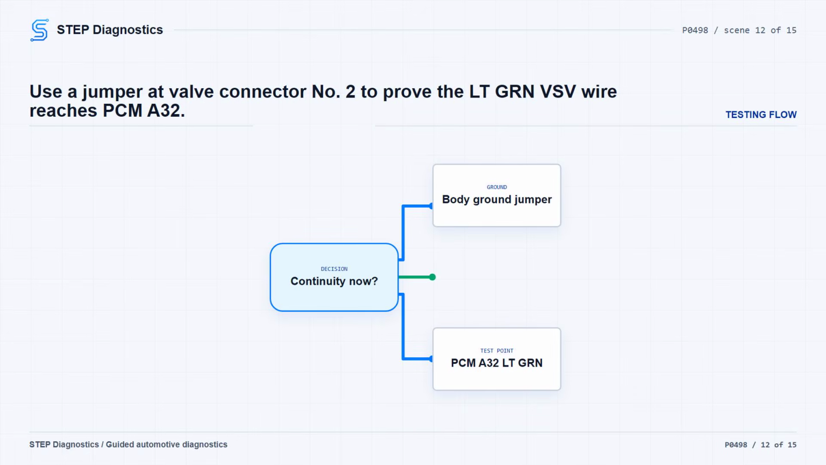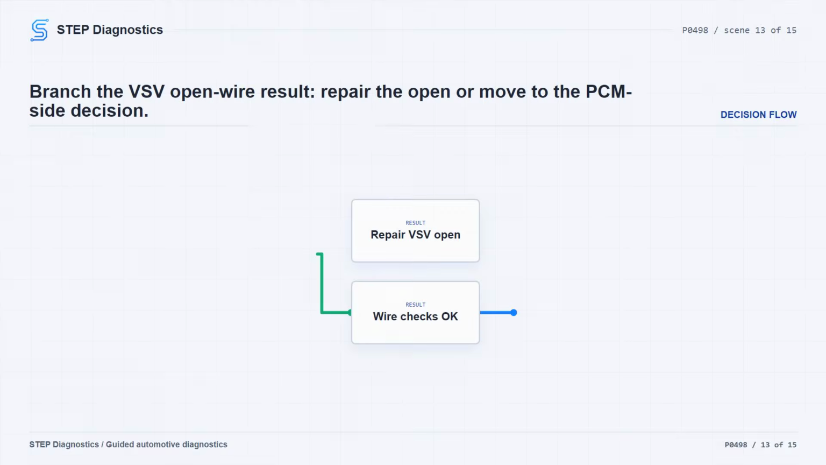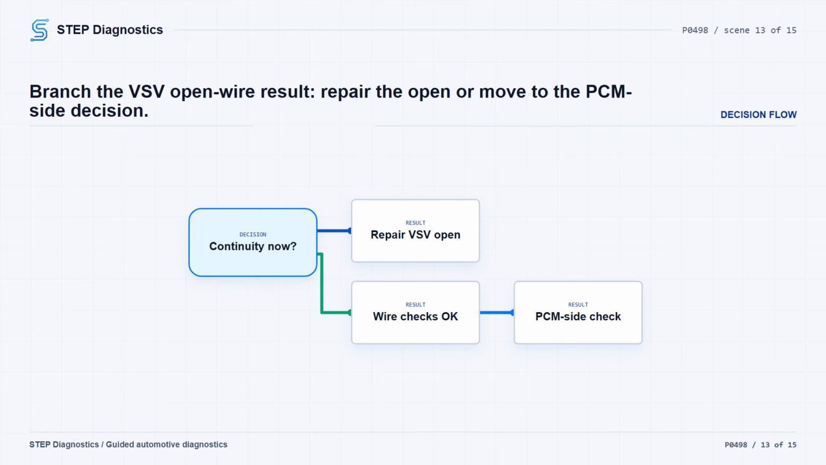To check the VSV line for an open, connect EVAP canister vent shut valve 2P connector No. 2, the LTGRN wire, to body ground with a jumper wire. With PCM connector A 51P still disconnected and the ignition OFF, check continuity between PCM connector A 51P terminal No. 32, the LTGRN wire, and body ground. If there is no continuity, repair the open in the VSV wire between the EVAP canister vent shut valve and the PCM at A32.